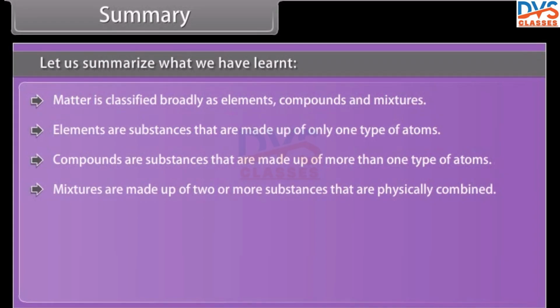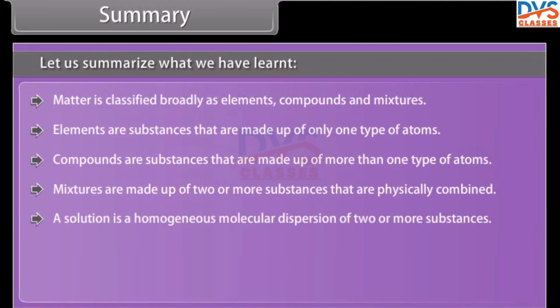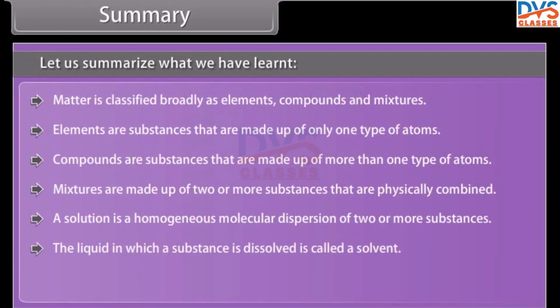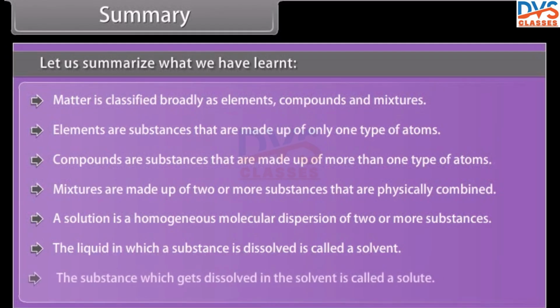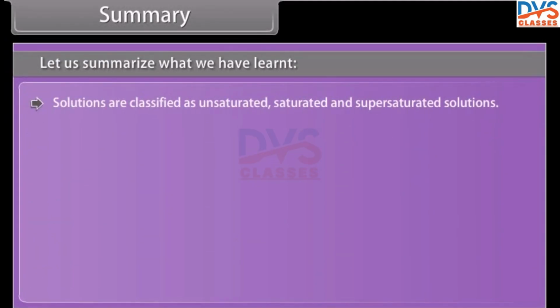Mixtures are made up of two or more substances that are physically combined. A solution is a homogeneous molecular dispersion of two or more substances. The liquid in which a substance is dissolved is called a solvent. The substance which gets dissolved in the solvent is called a solute. Solutions are classified as unsaturated, saturated, and supersaturated solutions.